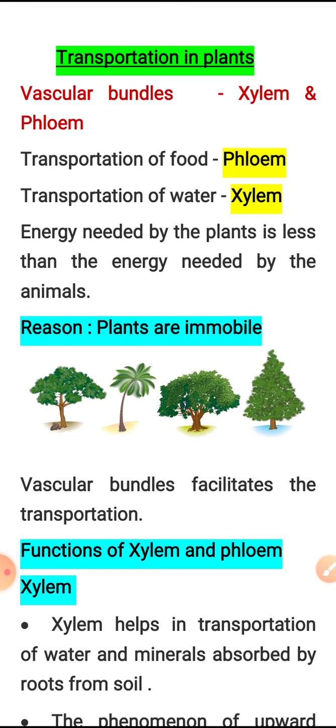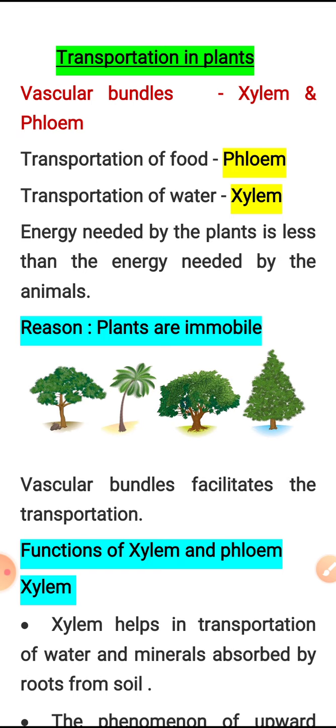So in this session I'll be discussing all this internal transportation, which takes place inside the plant. The main important things needed by the plant are food and water, right? That food is prepared by the leaves, and the water is extracted by the root hairs. So now, how does this transportation take place?